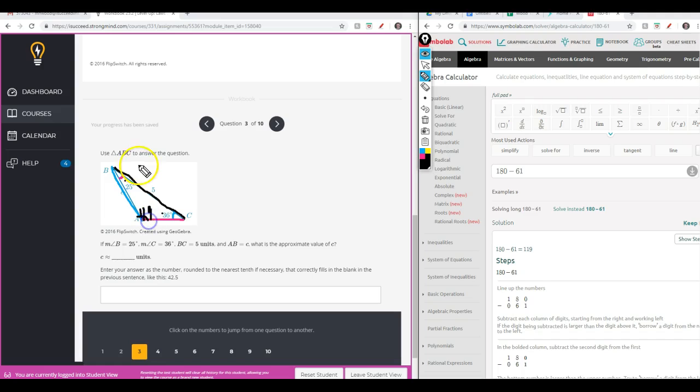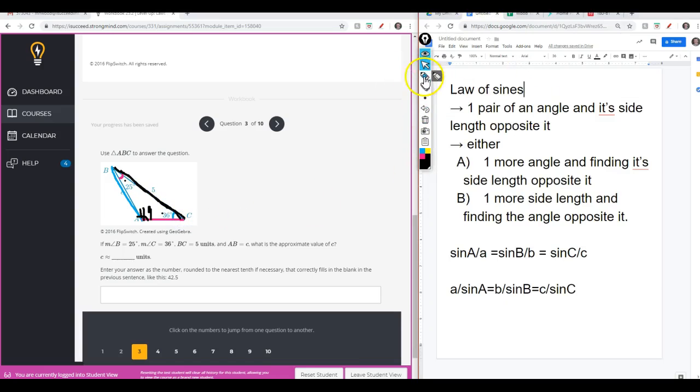So I have an angle and I have the side length opposite it. So there is a check right here. Then we need one more angle and its side length opposite it. Well, we have an unknown side length, little c, right there, and we do have the angle opposite it right here. So we have this requirement. And so then we would be using one of these setups. The reason I'm going to choose this bottom one is because I'm finding a side length and I want it to be in the numerator. So this is how I would set it up.